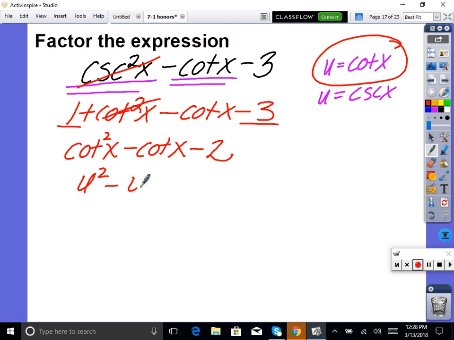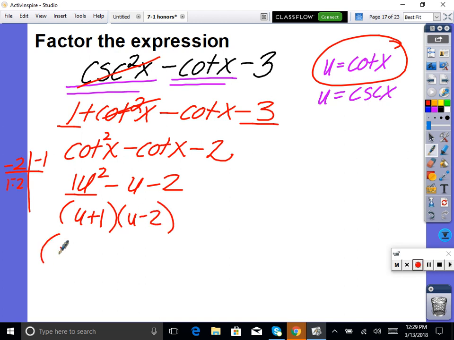So u squared minus u minus 2. We'll factor that. What multiplies to be negative 2 and adds up to be negative 1? 1 times 2, negative 2. A quick factor. So it factors to be u plus 1, u minus 2. So then we would have cotangent of x plus 1, cotangent of x minus 2. Good stuff. So if they're not the same, you will be able to use trig identities to make them the same trig function.